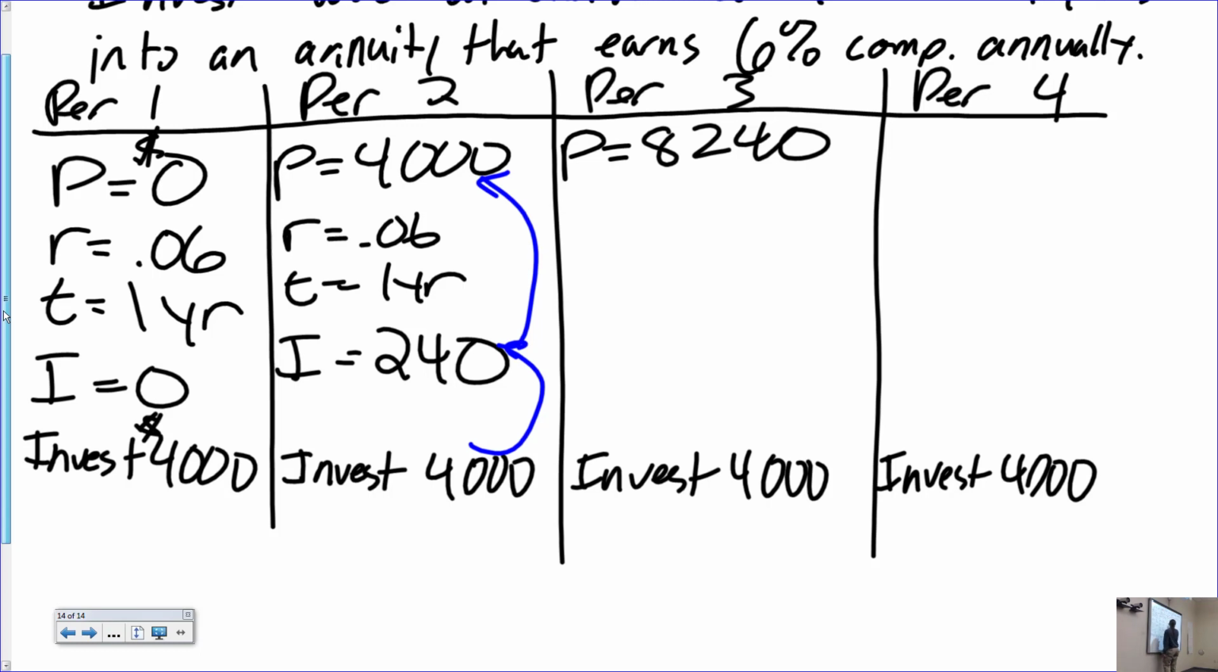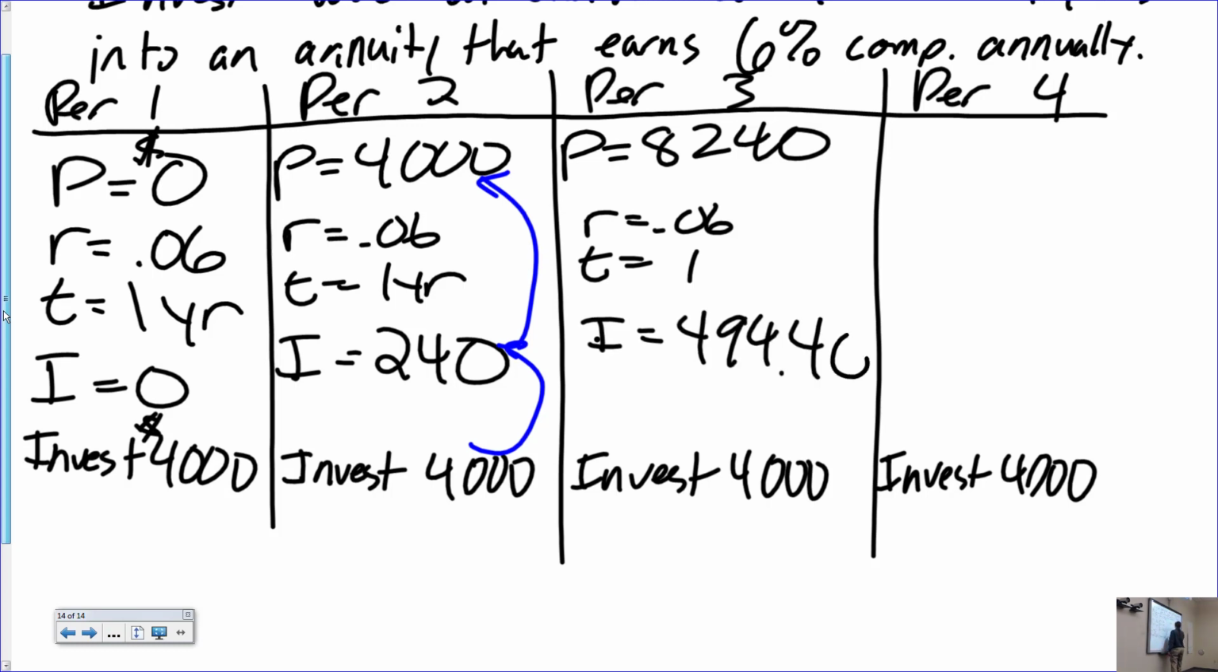So, rate and time, same. How much interest in the third period? 494.40. What do I do at the end of the year? Yeah, add it all together. Don't forget you put another $4,000 in there, right? So what's 8,240 plus 494.40 plus $4,000? 12,734.40.